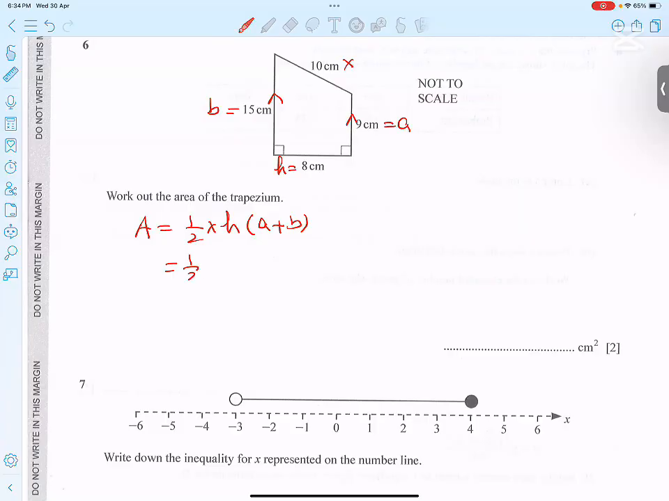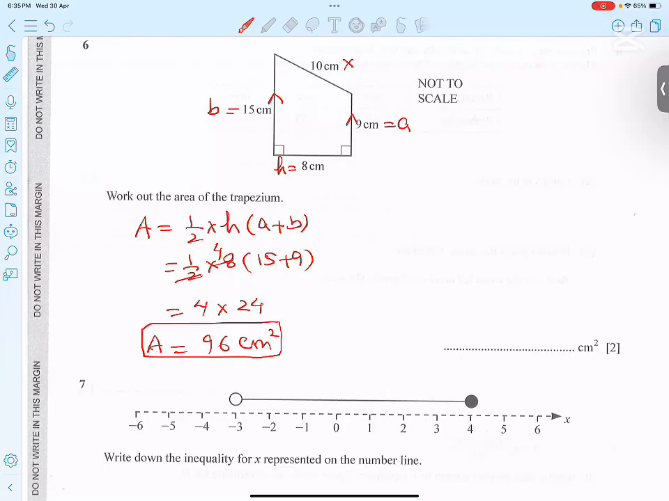Okay. So I'm putting the values. H is 8, A is 15 plus 9. Okay, two ones are two, fours are outside, four comes in the bracket. I am getting 24. Four fours are 16 and 96. So do it carefully because the main problem coming now is the calculator.